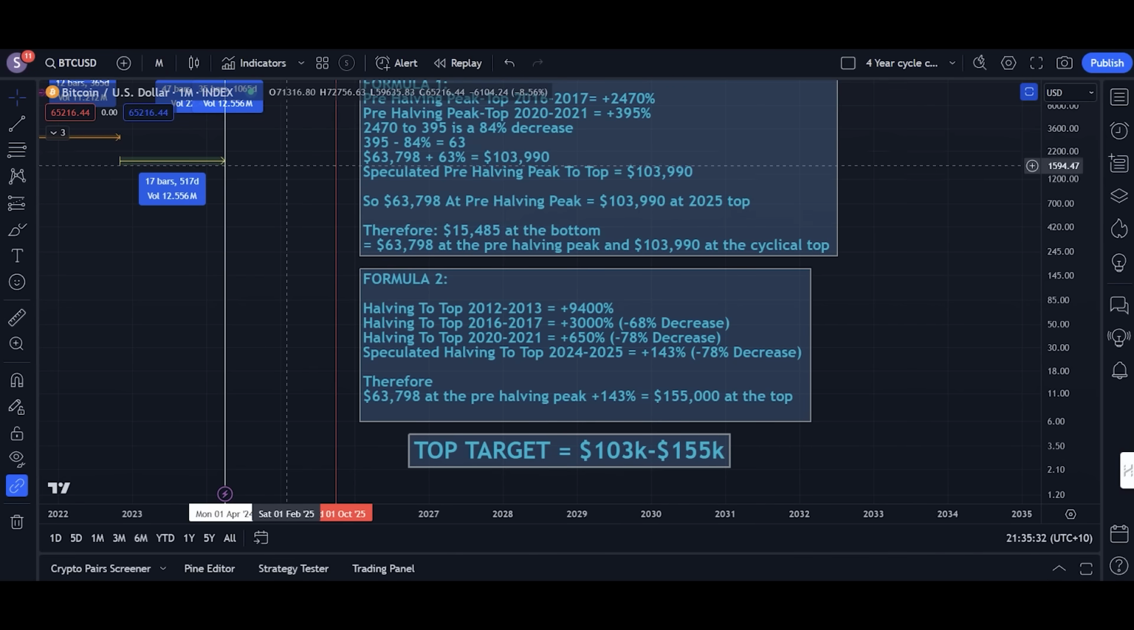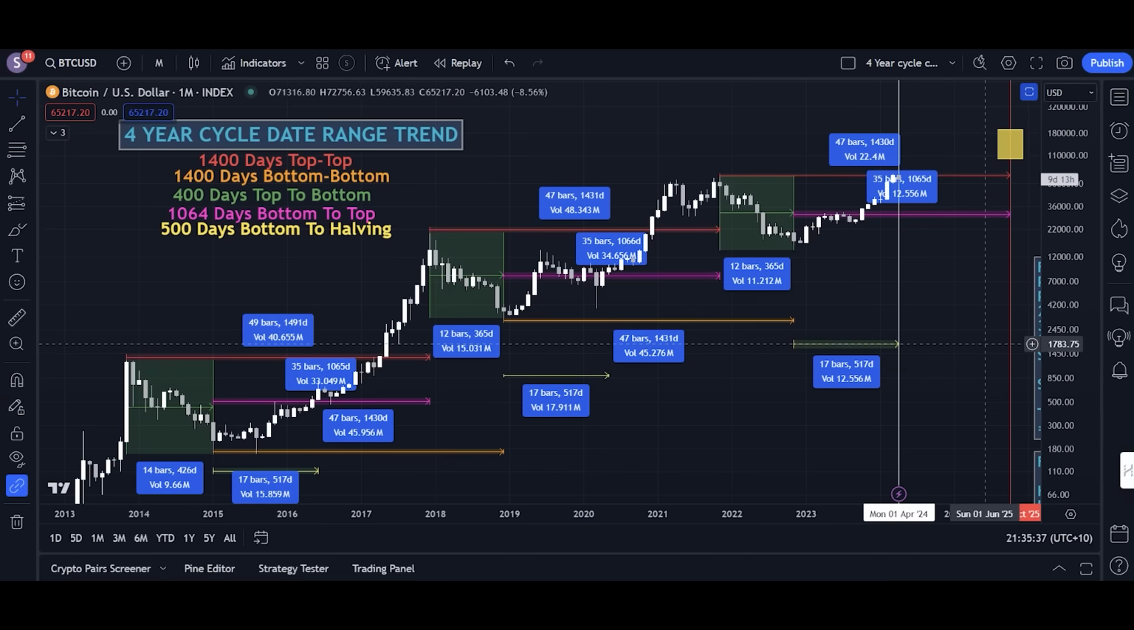And here's where we get into something that might bum you out a little bit more. The 4-year cycle itself is not as strong as it once was.